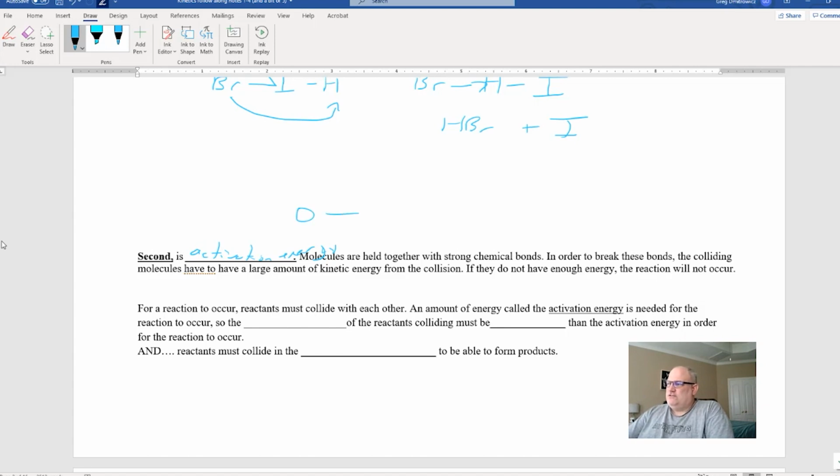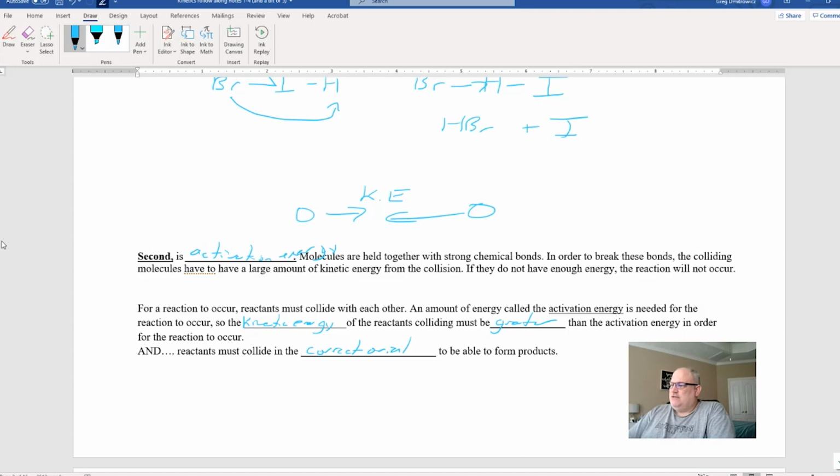So if two particles are screaming into each other, the amount of kinetic energy they have to have has to be equal to or greater than the activation energy, or else the reaction won't go. So we can say this: the amount of energy called activation energy is needed for the reaction to go. So the kinetic energy of the reactants colliding must be greater than the activation energy for this to occur, and the reactants must collide in the correct orientation.